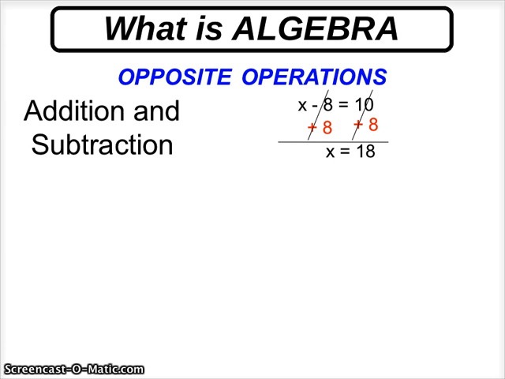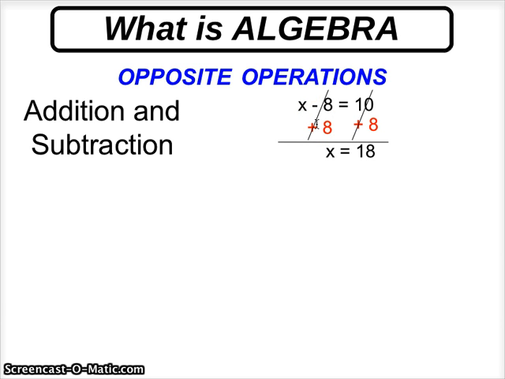So in this example, x minus 8 equals 10. I need to find the opposite of a minus 8. The opposite of a minus 8 is a positive 8. These two will cancel out to give us 0, and I'm left with x isolated on the left-hand side.